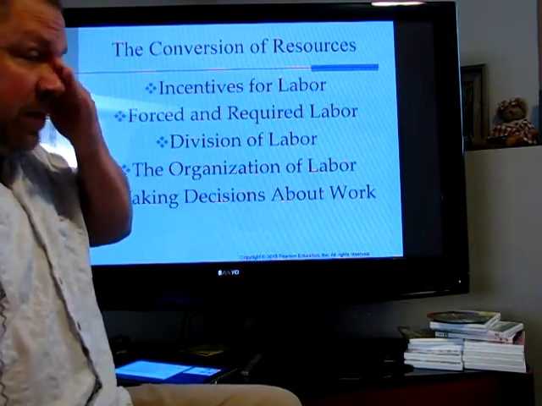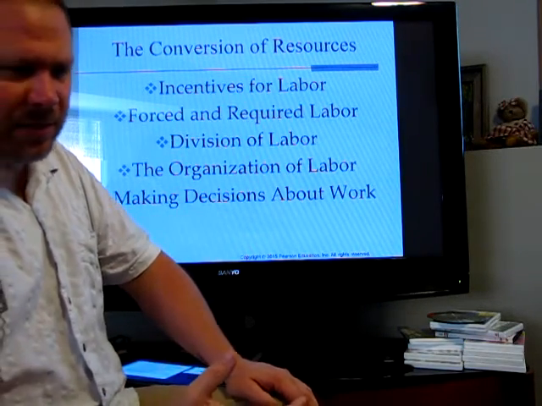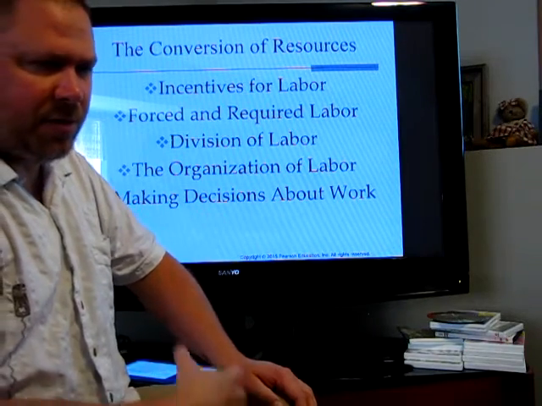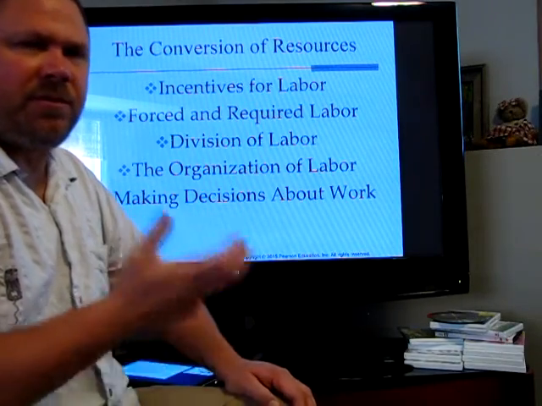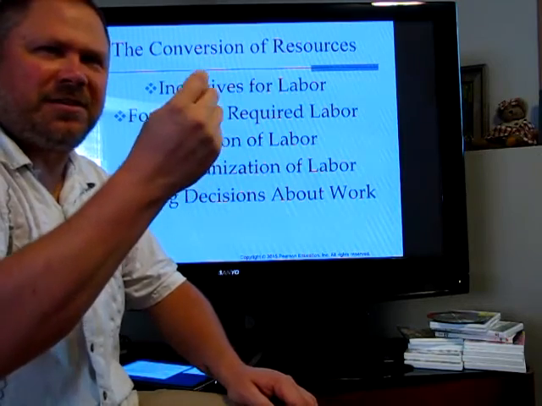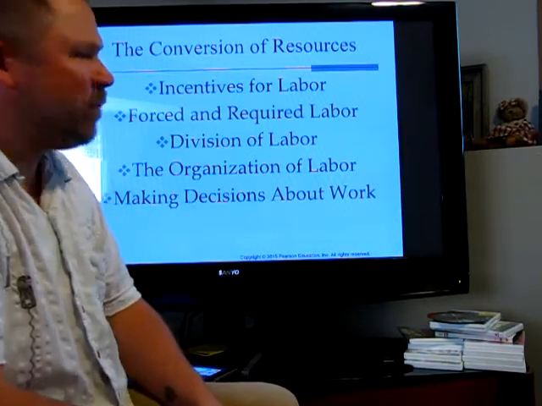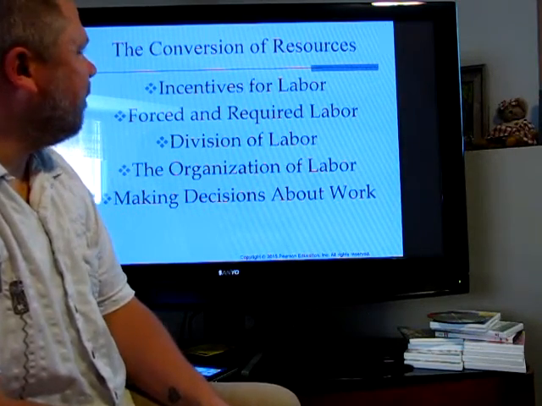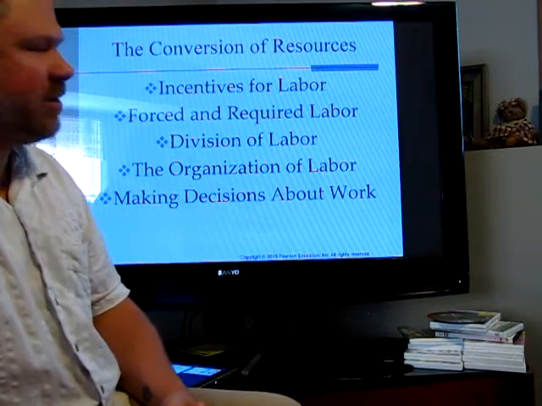So the conversion of resources, it's labor involved. There has to be certain incentives for labor. So at the foraging level, the incentive is to provide food for yourself and your family. In our culture, this is an incentive for labor. If you want money to buy food and things like that, then you should get out and work, right? So there's forced and required labor.